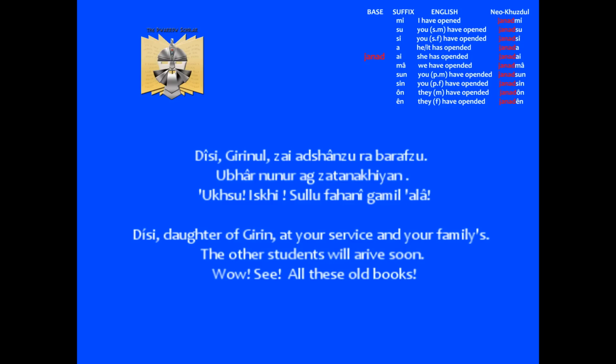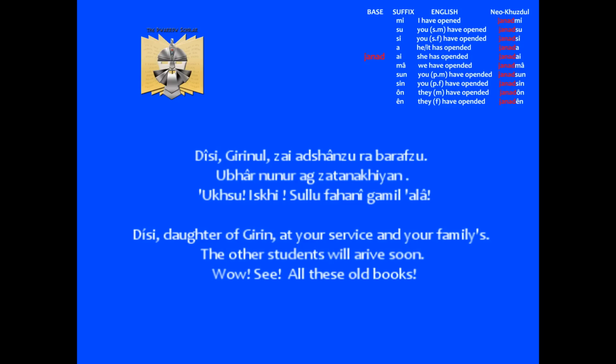Ubhar nunur being other students. We saw ubhar earlier, which is students, which leaves nunur being other. Now we notice a particularity of Khuzdul, or Semitic languages as a whole, which is that the noun is placed before the adjective instead of after it. To clarify, in Khuzdul we would say a dog black instead of a black dog. Now, moving on. Agzatanakian, meaning will arrive soon. A form we'll look more closely at in future lessons.